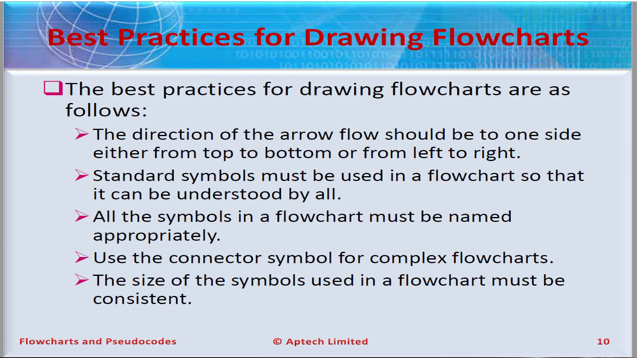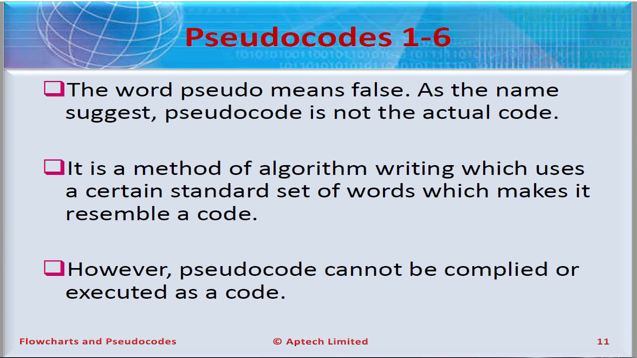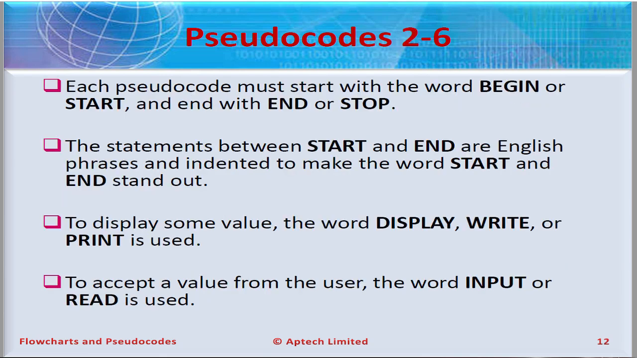After we've understood how to draw flowcharts and the best practices for drawing them, let's now move on to pseudocode. Now, the word pseudo means false. As the name suggests, pseudocode is not actual code. It's a method of algorithm writing which uses a certain standard set of words which make it resemble code. However, pseudocode cannot be compiled or executed as code.